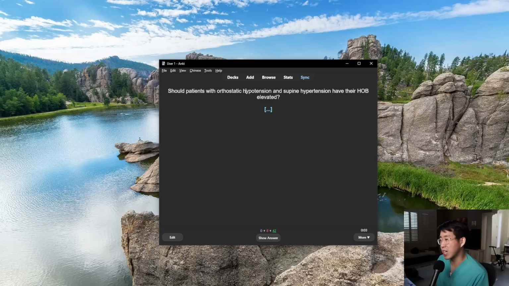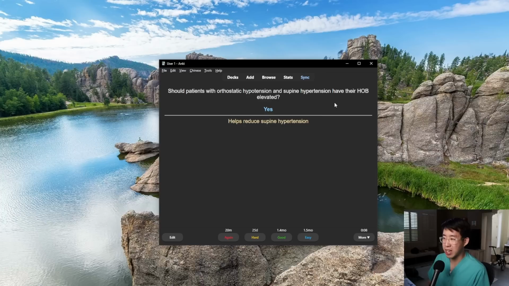Should patients with orthostatic hypotension and supine hypertension have their head of bed elevated? This is a good practice just to reduce supine hypertension.